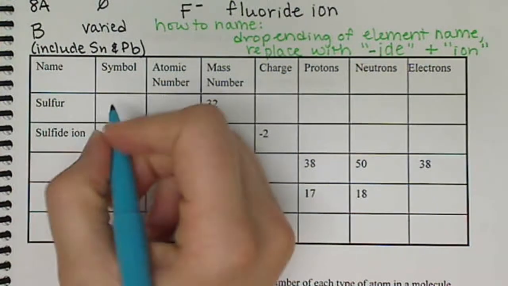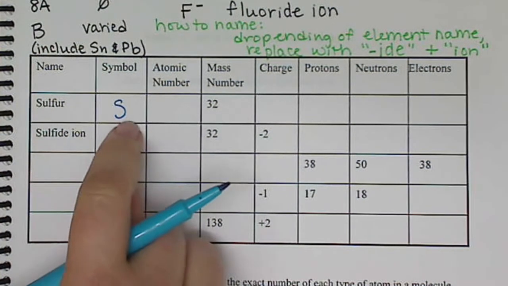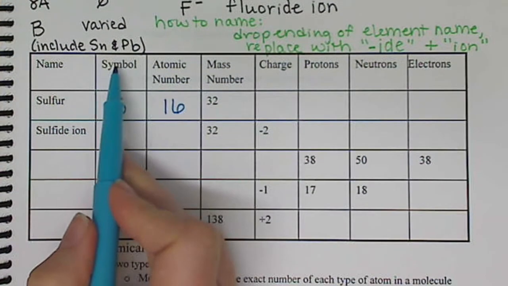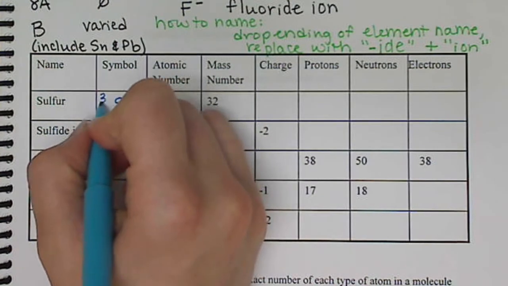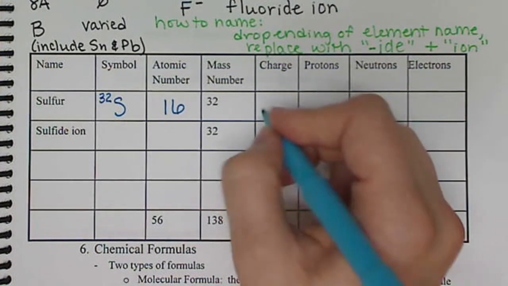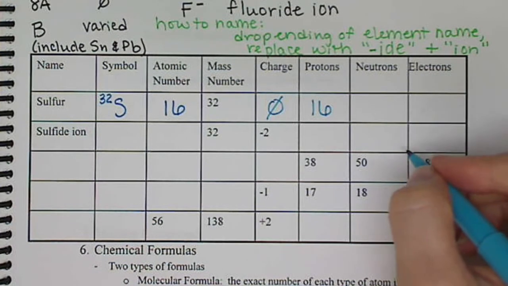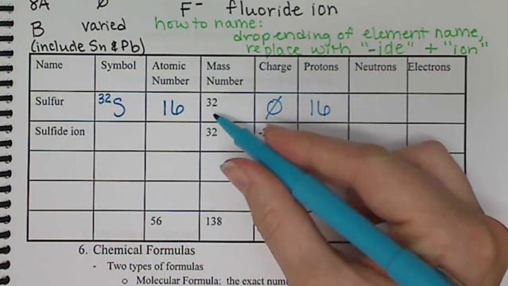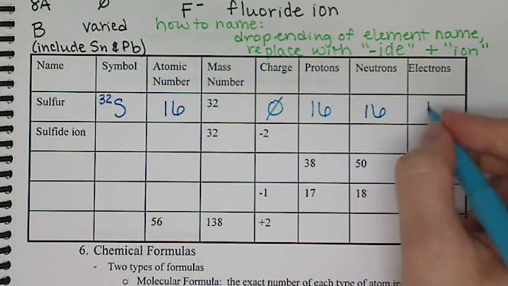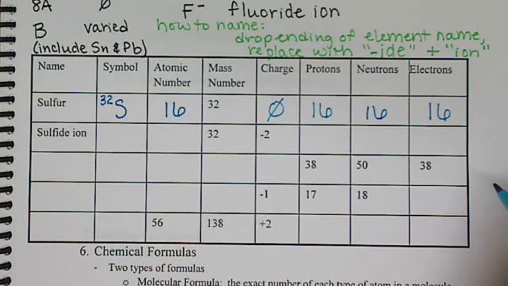All right, sulfur as an atom here, because it does not have the word ion, is S. The atomic number is 16. In our symbol, if we're given a mass number, we want to include that, so the mass number gets put in the top left corner. The charge, because it's an atom, is 0. Number of protons is equal to the atomic number. Neutrons is our mass number minus the number of protons, which in this case is the same number. And because our charge is 0, we have the same number of electrons as protons.